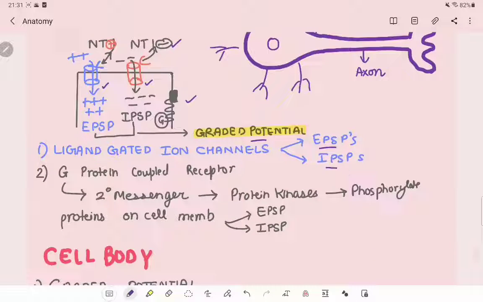The next is the G protein coupled receptor, which stimulates the secondary messenger, and then the secondary messenger stimulates the protein kinases, which phosphorylate some proteins present on the cell membrane, which in turn do the same thing, that is, they help in graded potential by stimulating EPSPs or IPSPs.